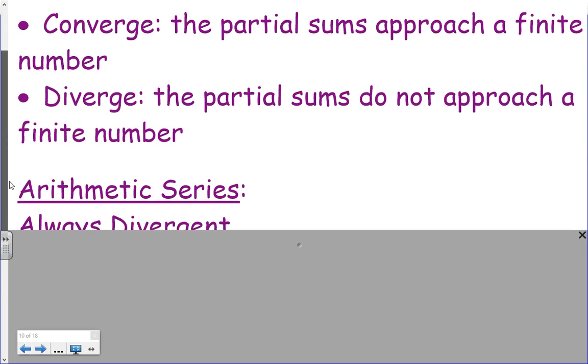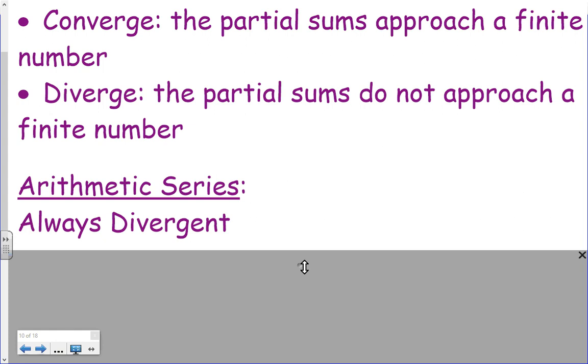All right. Let's talk about our two special series that we've worked with, the arithmetic and geometric. First of all, with an arithmetic series, it does not matter what common difference you have. It doesn't matter how big or how small, whether it's positive or negative. Your arithmetic series will always diverge. There's no calculation you've got to do, nothing you've got to worry about. Like I said, it always diverges.